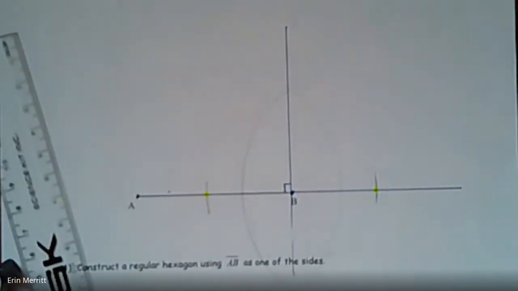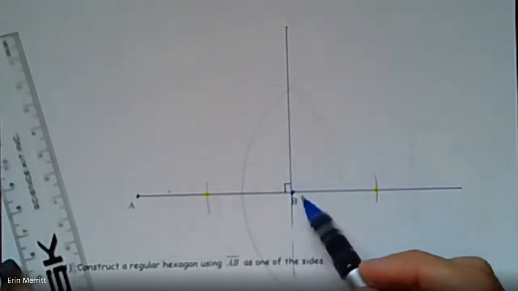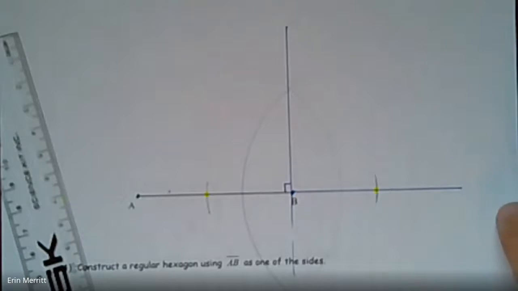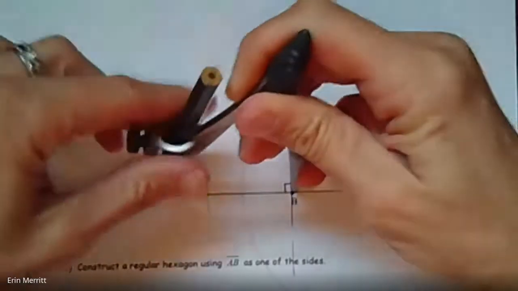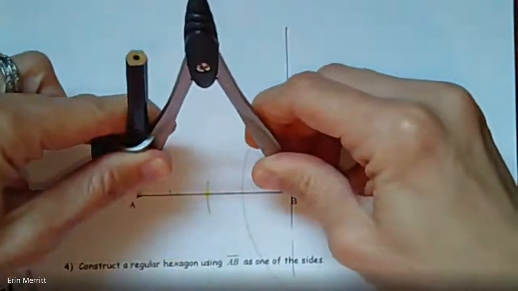From here, everything is about finishing up the square. We have one side length from A to B. So let's create another side length that has that same length. So open your compass to the exact distance from A to B.